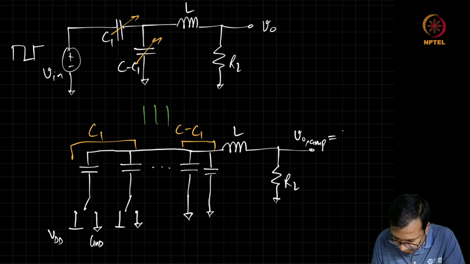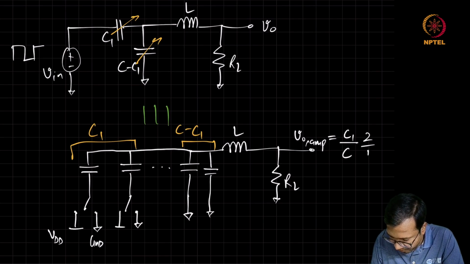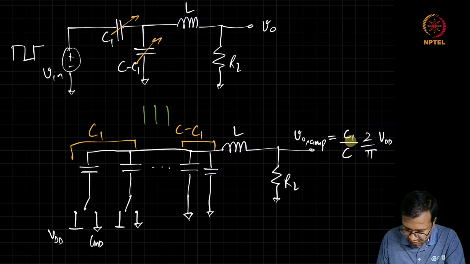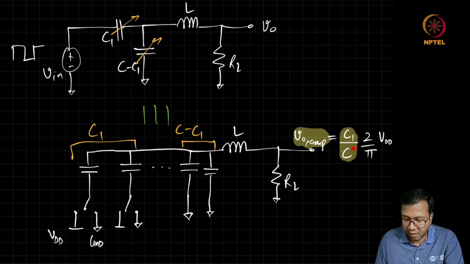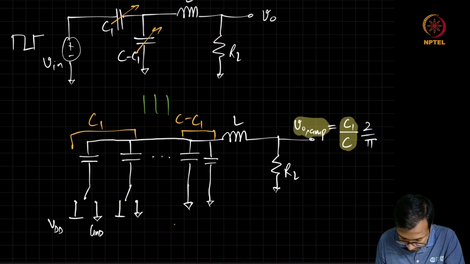This output amplitude is going to be C1 by total capacitance C into 2 by pi. By controlling this ratio with the envelope of the input signal, we can generate an output with an amplitude modulation. This is also called as switched cap PA.